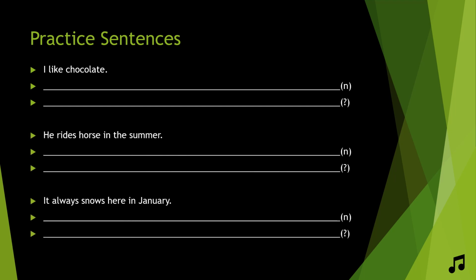Here are some sentences which I have added for practice. The assertive form of each sentence has been given. You have to apply the rule of negative and interrogative. You need to pause the video and write the answers for these sentences in your notebooks. Once you are done with the answers, then you can check your answers by playing the video once again.